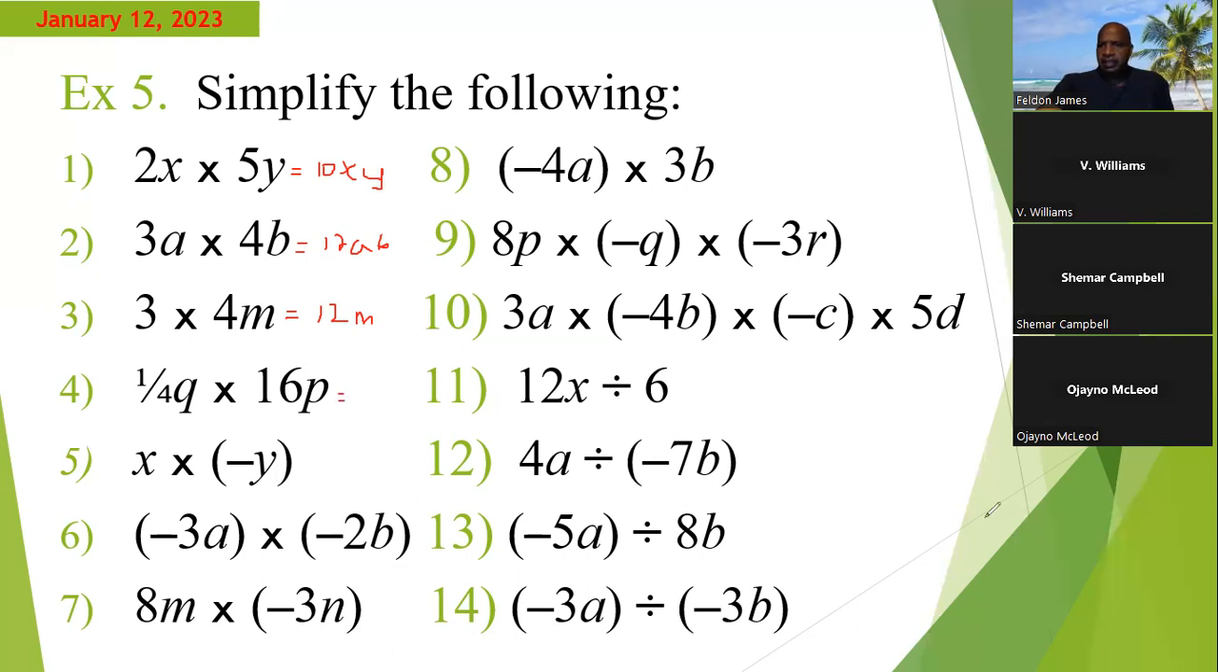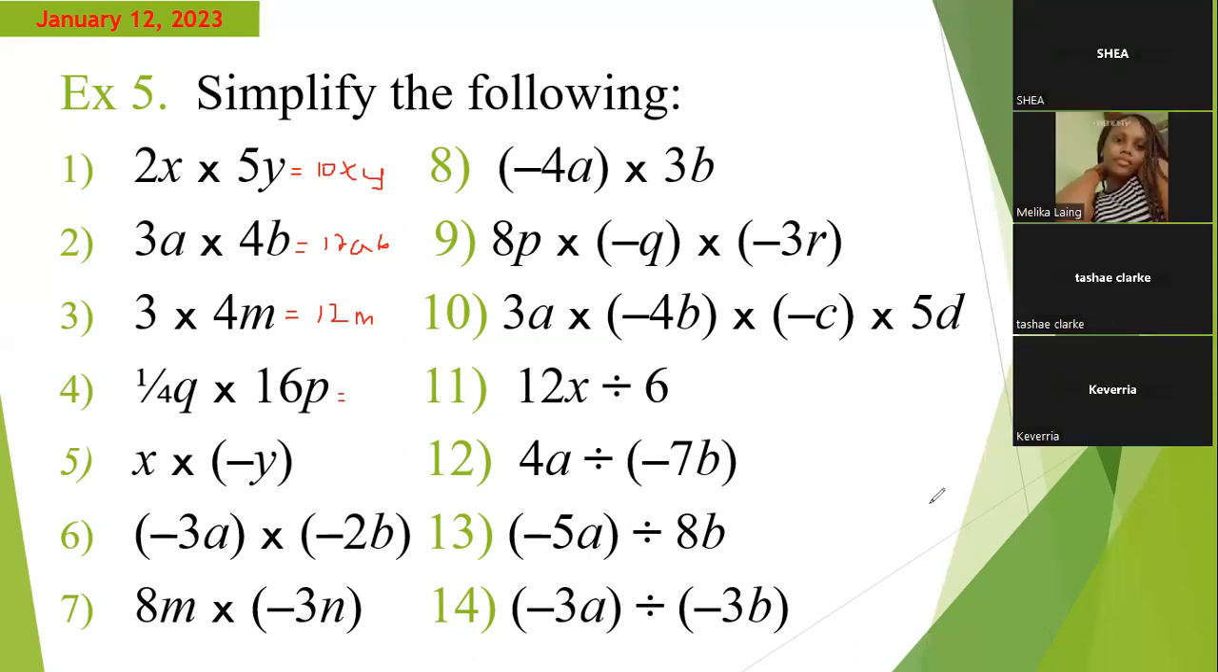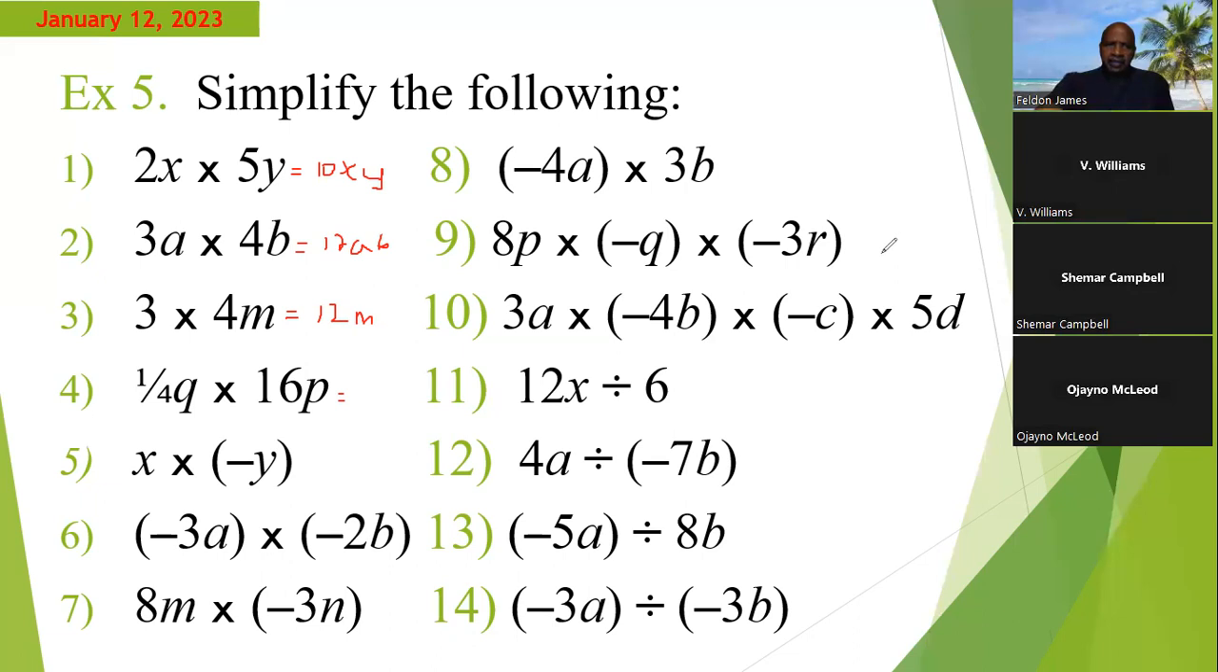Anybody? Mr. Eugenia, how about you? Sir, question 4 is 4p. All right, can you explain the answer for us? A quarter times 16 over 1 equals 4. Okay, but don't forget about the Q though. Yes, sir. 4PQ. Sorry about that.